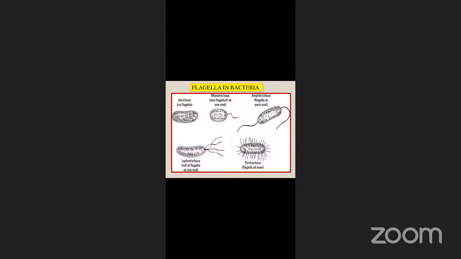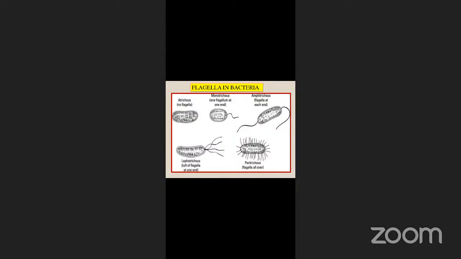All of you, see the diagram slide. Monotrichous: a single flagellum is present at one end of the cell. It is called Monotrichous. An example is Vibrio cholerae.